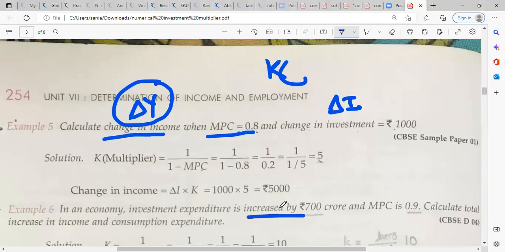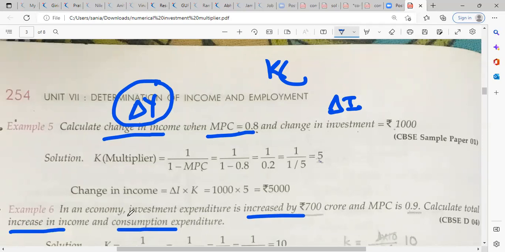Ma'am, delta I. Yes, delta I. Why? Because it is written increased by. So delta I is 700 crore. MPC is 0.9. You have to calculate the total increase in income. That means you have to calculate delta Y and consumption expenditure. Clear?